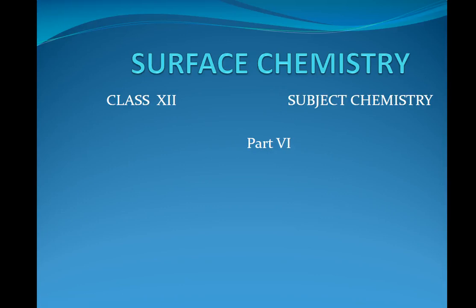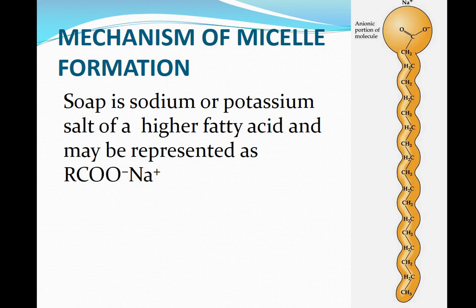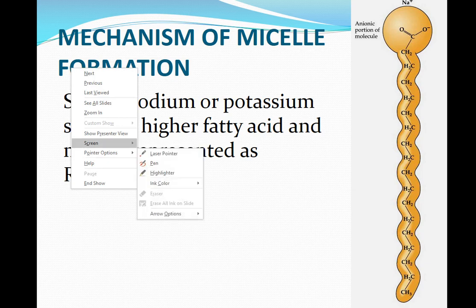Now, let us start with the next part of the chapter, surface chemistry. In the last lecture, we talked about micelle. So let us now talk about the mechanism of micelle formation. Students, soap is a sodium or potassium salt of higher fatty acids represented as RCOONa, where R is a large hydrocarbon chain.